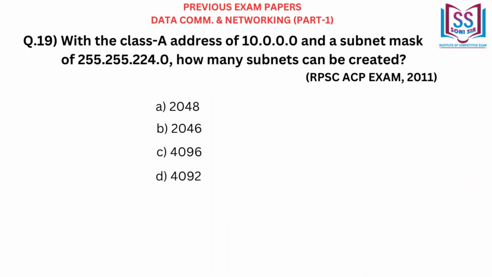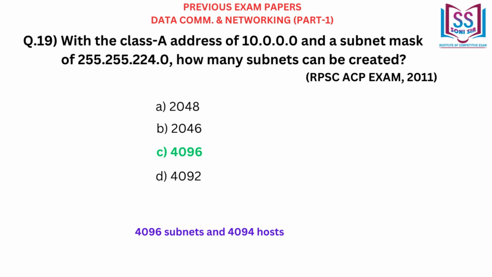With the class A address of 10.0.0.0 and a subnet mask of 255.255.224.0, how many subnets can be created? A. 2048, B. 2046. C. 4096. D. 4092. Correct answer C. 4096.